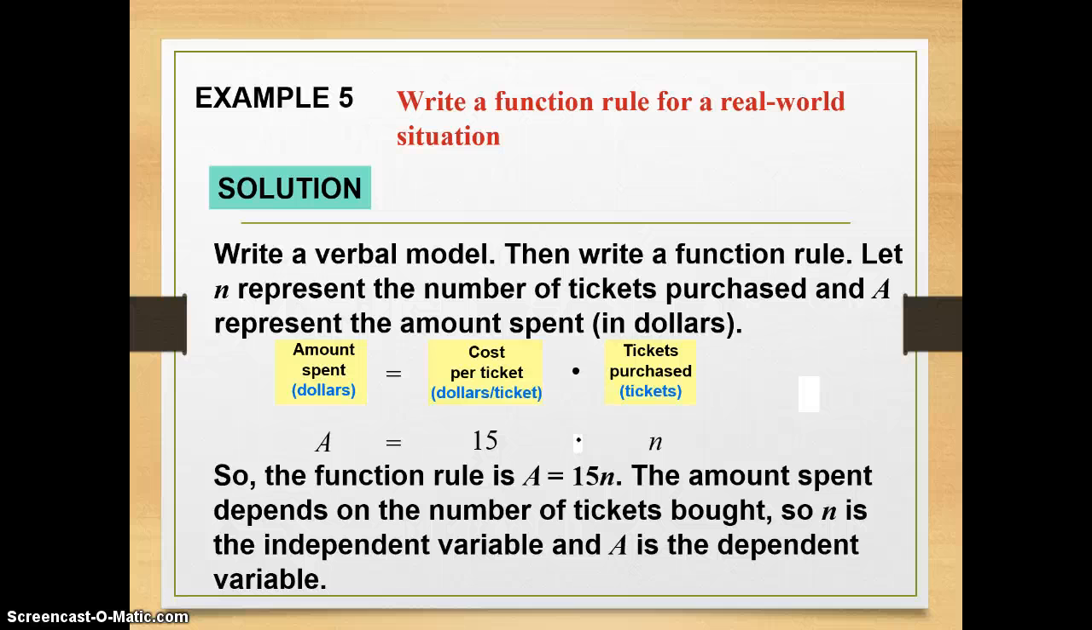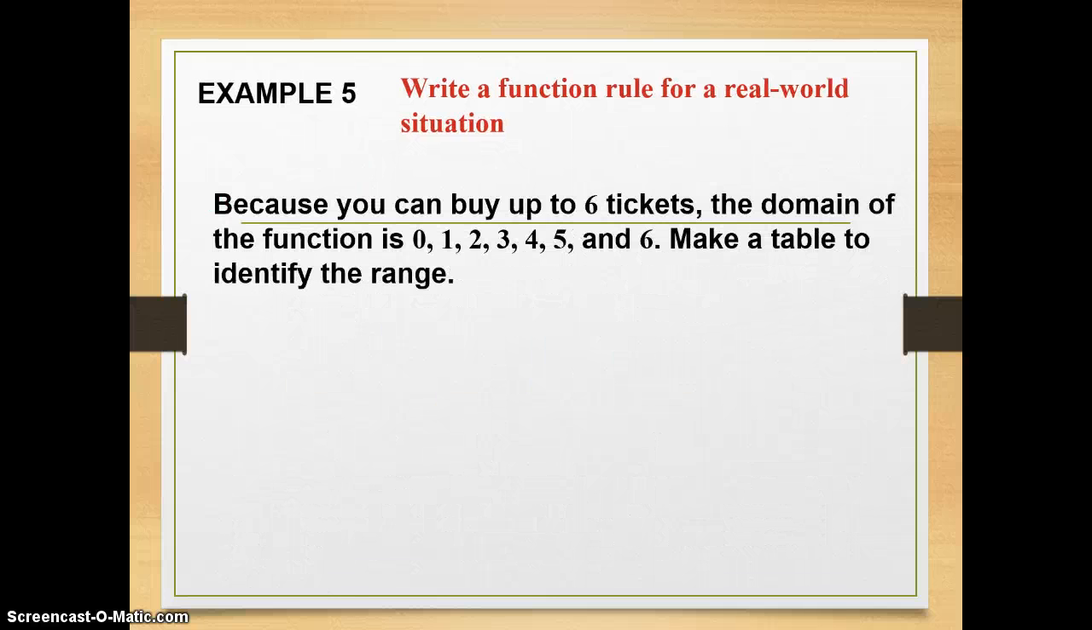So in this equation, the amount spent is dependent on the number of tickets that you bought. So n is the independent variable and a is the dependent variable. Because you can buy up to 6 tickets, the domain of the function is 0, 1, 2, 3, 4, 5, and 6. Make a table to identify the range.